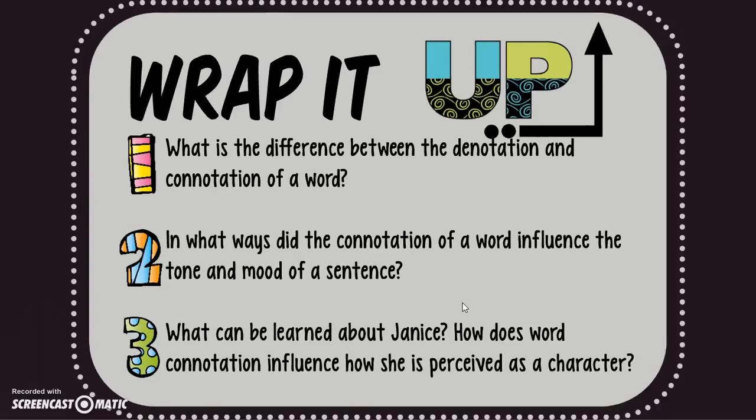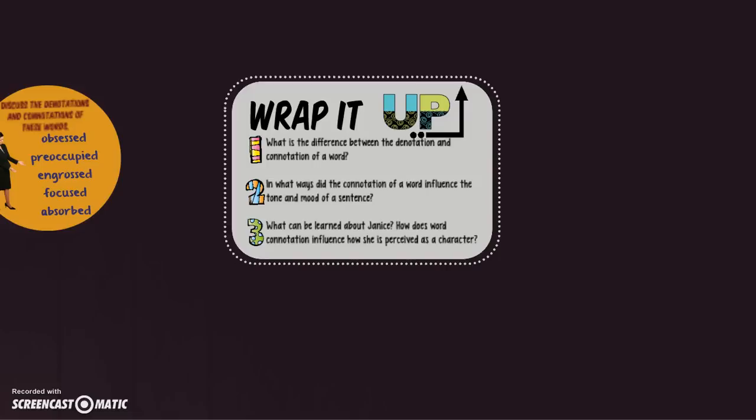So, we wrapped it up by answering these three questions. What is the difference between the denotation and connotation of a word? Number two, in what ways did the connotation of a word influence the tone and mood of a sentence? And then number three, what can be learned from Janice? How does word connotation influence how she's perceived as a character? You know, if the words are positive or mainly positive, she's considered positive. You'd see her in a good light. But if the words are negative and sometimes even neutral, people don't see her as well.